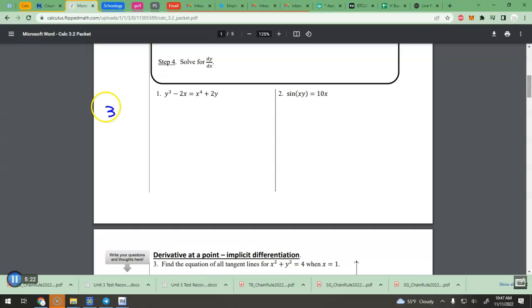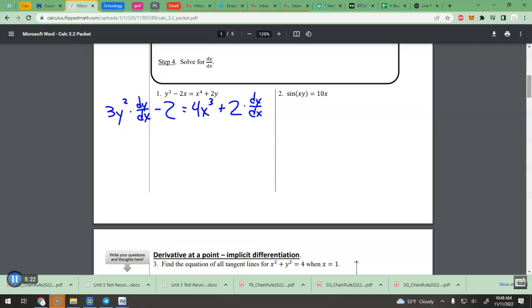Minus 3y squared, but I took the derivative of a y, so multiply by dy/dx. Derivative of negative 2x is negative 2. I did not take the derivative of a y, so it just stays. X to the fourth, your derivative is 4x to the third. I did not take the derivative of a y, so that's fine how it is. The 2y, your derivative is 2, but you took the derivative of a y, so you multiply by dy/dx. So that's the game. My first step.